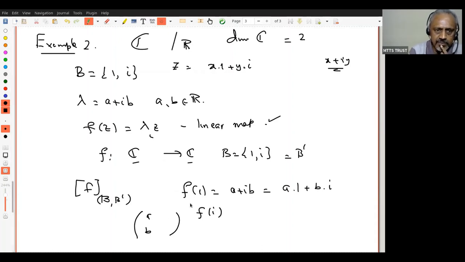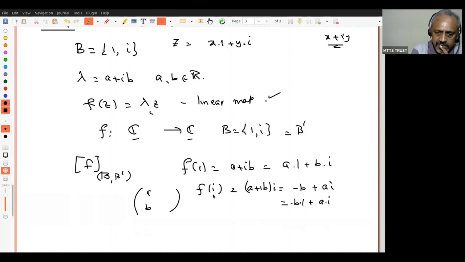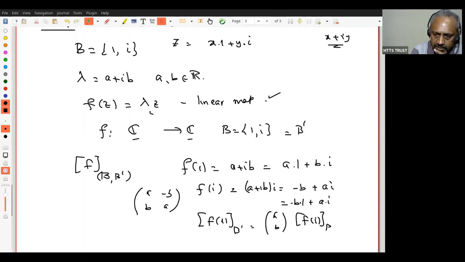Next, what should I do? I should look at the second basic vector in the ordered basis of the domain, f of i. Where does it go to? It goes to a plus ib times i. This is a product of complex numbers. This is minus b plus ai, right? How will I write it? Minus b times 1 plus a times i. Therefore, what goes as the second column? The coefficients in this expression, that is minus b, a. Notice that f of 1 has coordinates a, b in terms of B dash, and f of i has coordinate representation minus b, a under B dash, therefore it goes to this. So this is the matrix representation of this.